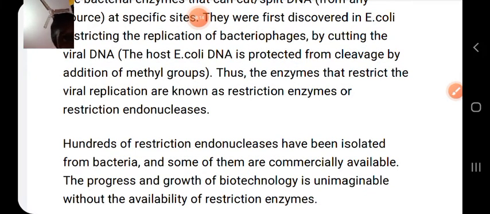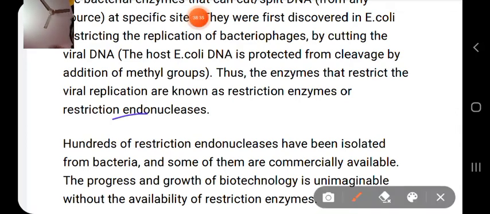So what are they restricting? These enzymes are restricting the viral replication inside the host cell, here the E. coli cell. That's why the name is restriction endonuclease, because they restrict the viral DNA replication from occurring, and they are endonucleases. That means they cleave, they cut inside the nucleic acid.